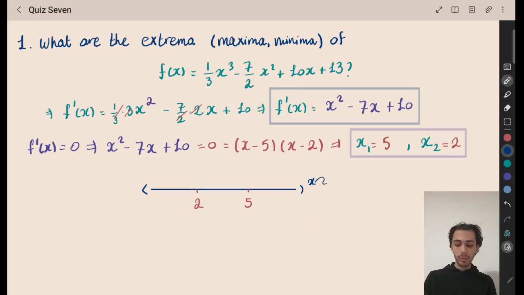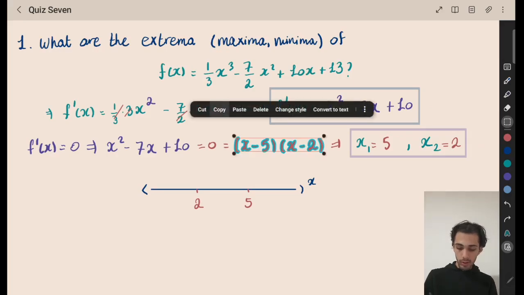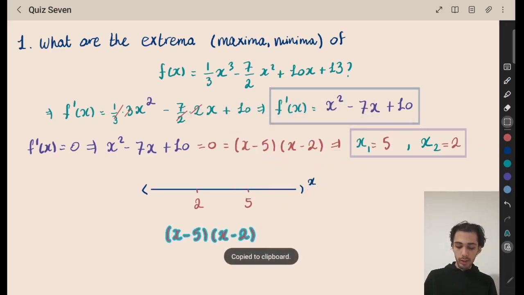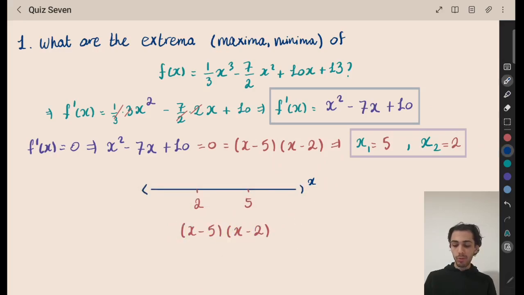Let's just analyze the behavior of the derivative function f prime of x, which is also this one. So what happens when I plug in any number that's between 2 and 5? Say I plug in 3, then I plug in 3 here. The computation itself is not important. What I only care about is the sign.